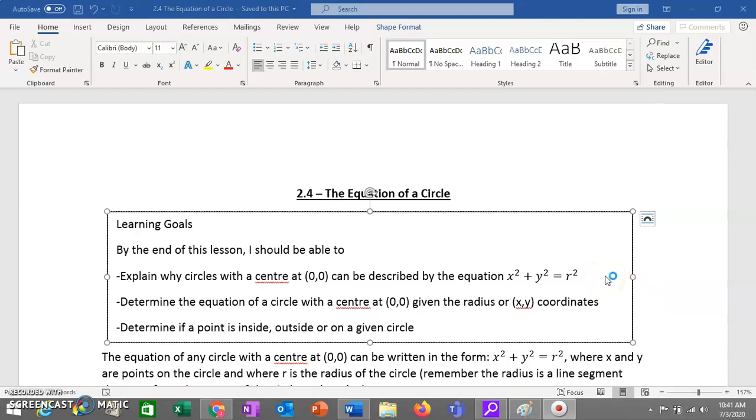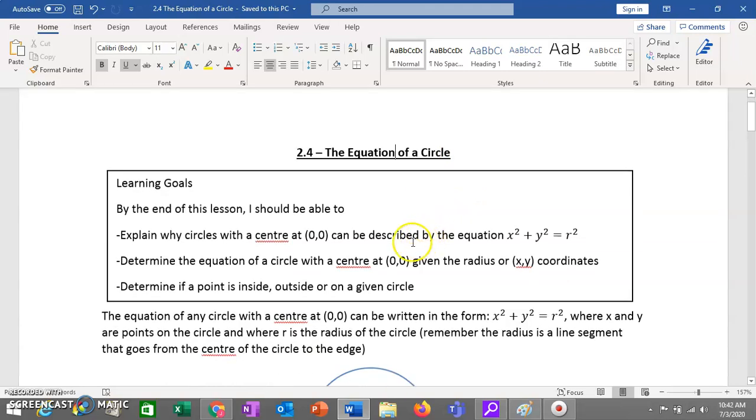Hi everyone. So in this lesson I'm going to be going over how to figure out the equation of a circle, and we're going to be talking about questions related to the equations of circles. The circles that we're going to be covering are all going to have a center at 0, 0. At least in summer school, this is the only type of circle that we will cover. It's possible to move circles around the plane so that their center is not at 0, 0, but we're only going to look at the ones that are at 0, 0.